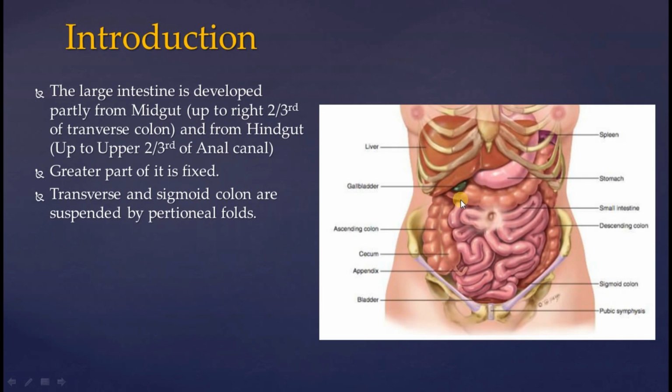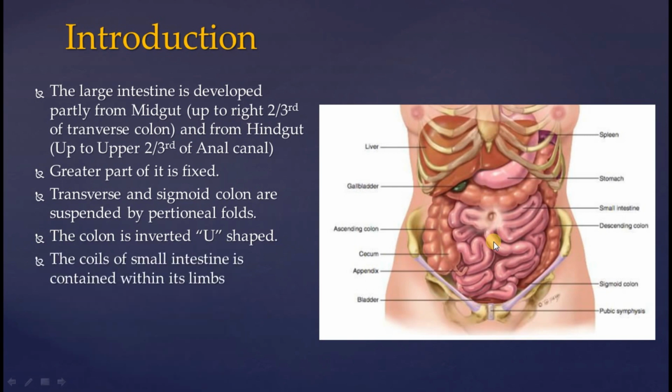Roughly, if you see the shape of the colon, it is an inverted U shape and it contains the coils of intestine within the limbs, whether it is the two vertical limbs or the transverse limb of the U. It contains within it the coils of small intestine, so your coils of jejunum and ileum. As I told you, the U shape is mainly formed by the two flexures, which is the hepatic flexure and the splenic flexure, the right and the left colic flexures.